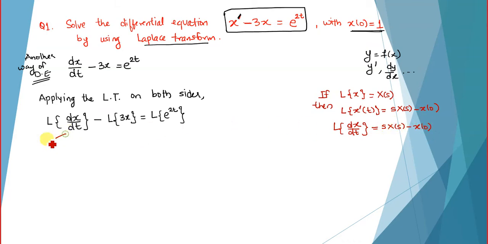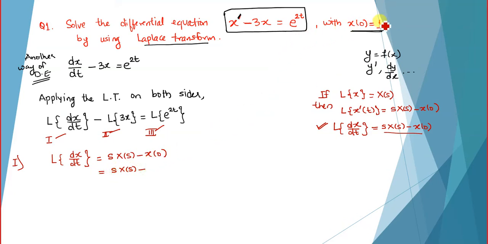So when we are solving it, this is the first part, second part and third part. For the first one, we are going to make use of this rule. The first part says Laplace of dx by dt. By using this formula, s X of s minus x of 0, which is equal to s X of s minus the value of x of 0 from the question, which is 1. So we stop here now.